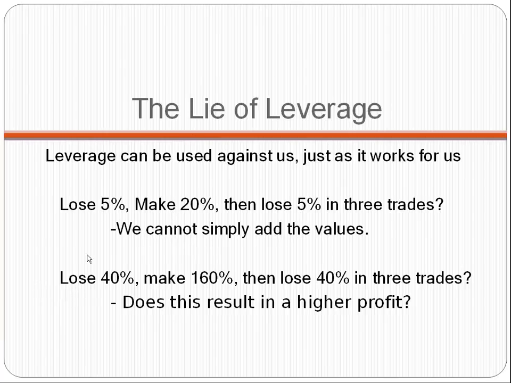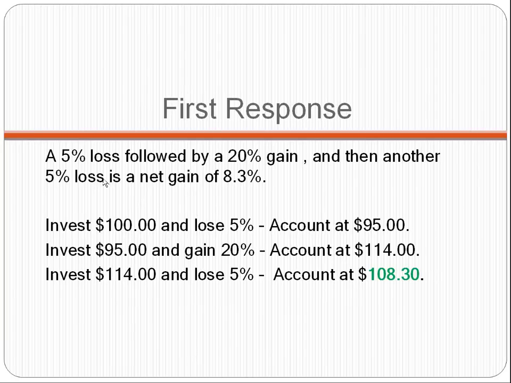Now think about this, though. Which looks more appealing to you? And you can use the question pod to send that in. If you had a trade, a strategy, in the first month you lost 5%, second month you made 20%, and then you lost 5%, or your first month using leverage you lost 40%, then on your second trade you make 160%, and then you lose 40% in the last trade. Which would you rather have? And which looks better to you if you had 3 trades in a row? Would you lose 5%, make 20%, then lose 5%, or lose 40%, make 160%, and then lose 40% in 3 trades? Well, let's look at the first response.